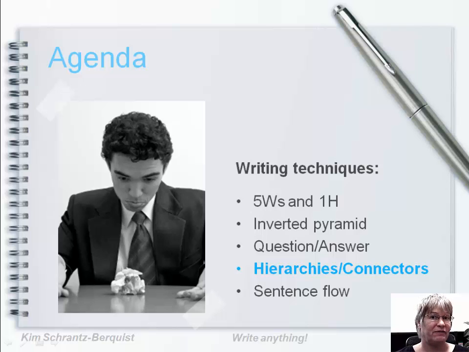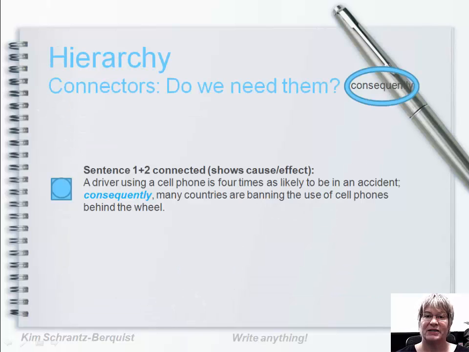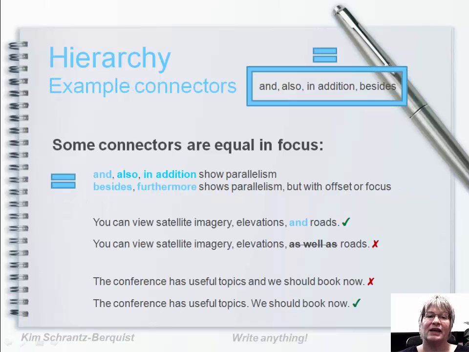We've already had a brief video introducing the hierarchies and connectors writing technique, and this describes the technique in a little bit more detail. In the first video, we looked at the word "consequently" and tied two sentences together using it. A driver using a cell phone is 4 times as likely to be in an accident. Consequently, many countries ban the use of cell phones behind the wheel. So let's look a little bit more at these connectors.